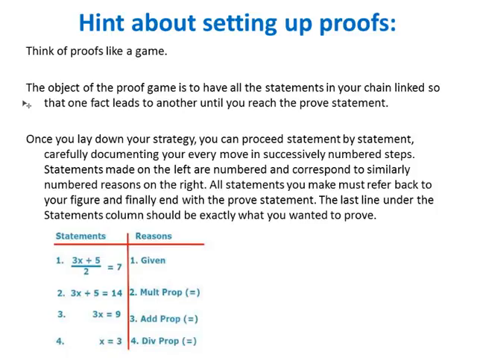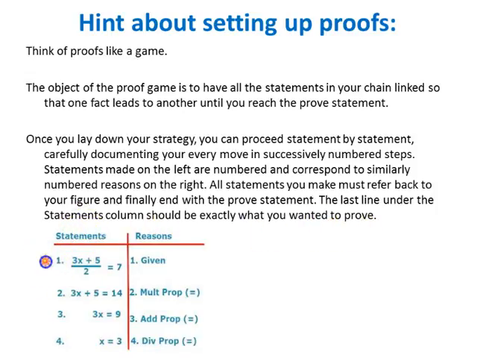So I know so far I've just been explaining what a proof does. So here's an actual example. And you can see that on the left column of the proof down below, statements are made on the left, and they're numbered. And they correspond to similarly numbered reasons on the right. So all the statements that you make must refer back to your figure or whatever the first statement is that you start with. And then the last line should be exactly what you wanted to prove.